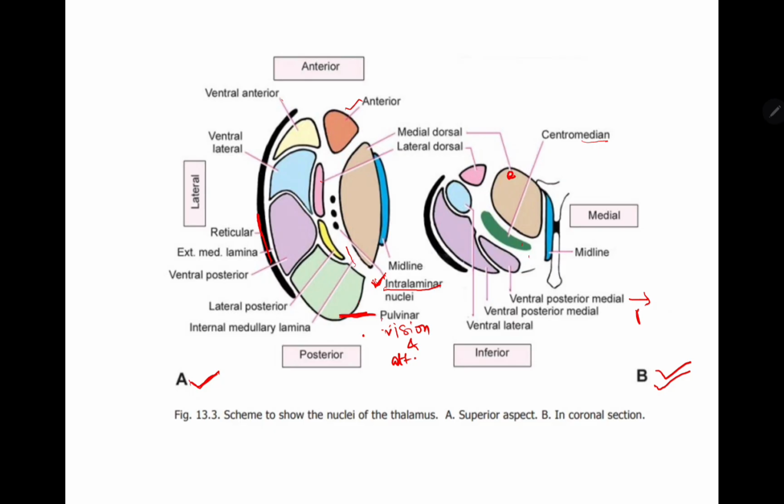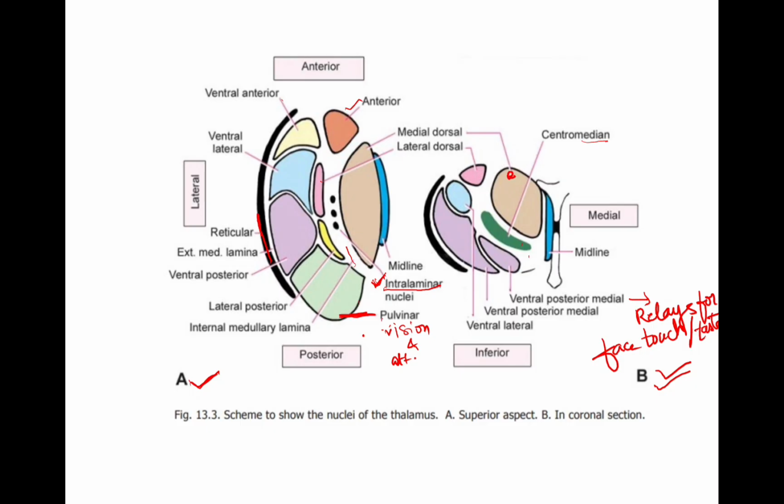This one relays touch, only face touch or taste, these functions. Okay, now did you get a view of the coronal section?